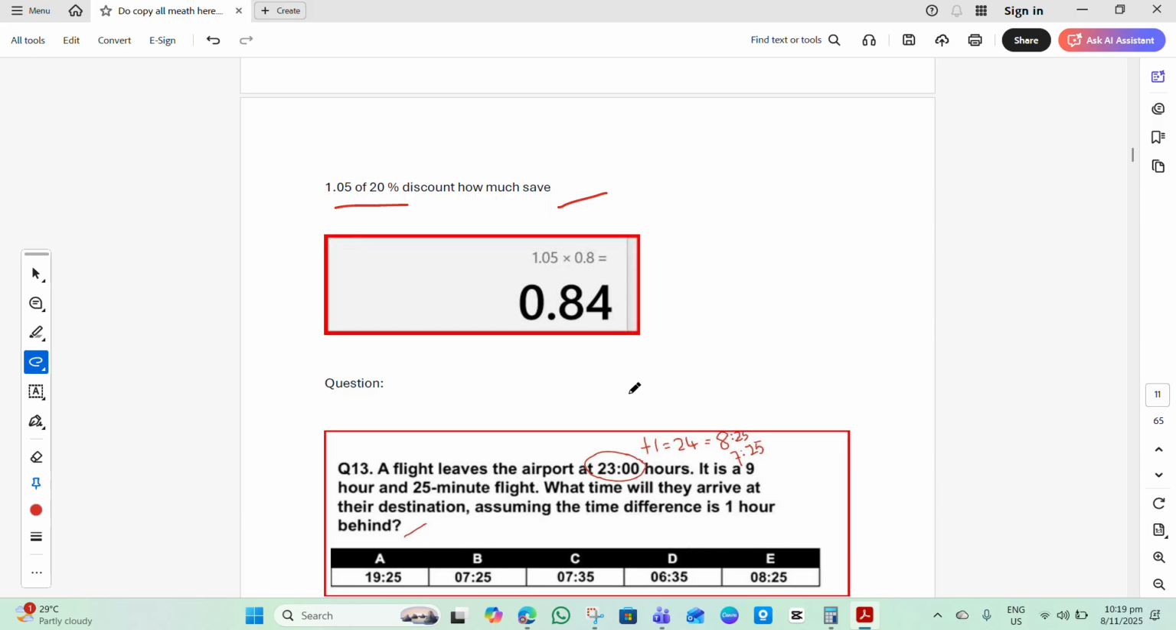Okay, this question, the formula is: when asking for how much is saved, always multiplication. So you do multiplication, you may get the answer. Multiplication is very easy, 105, you do the top and below, do the multiplication.